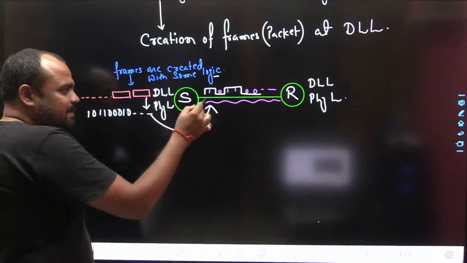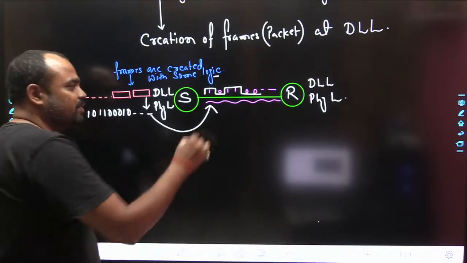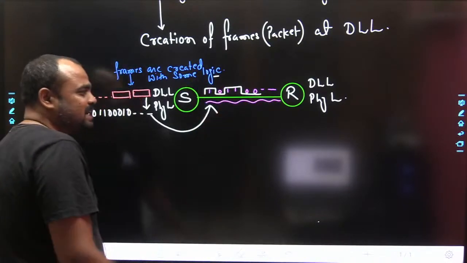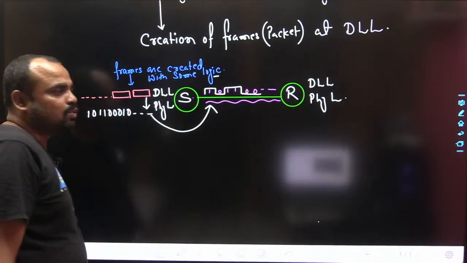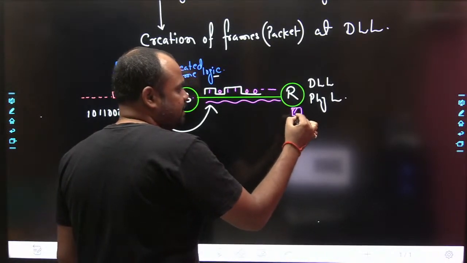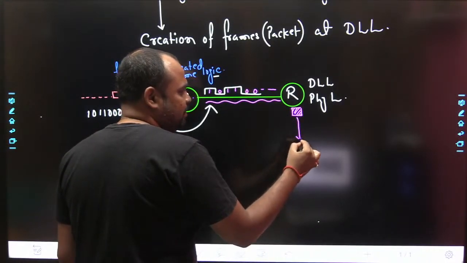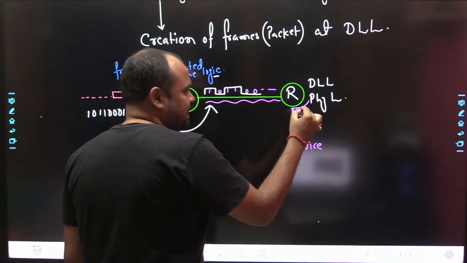So after some time this signal will be received by the receiver, meaning it will be received by another node which is connected directly with this node. Yes or no? So at the receiving point, there must be a device. We are thinking about this device, which is implemented at the physical layer.